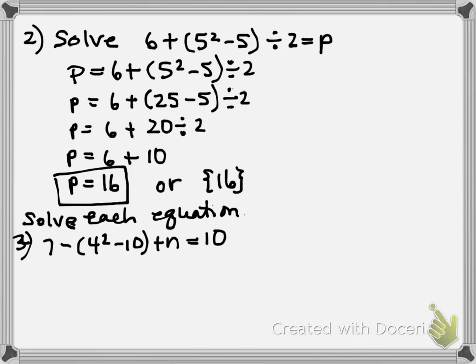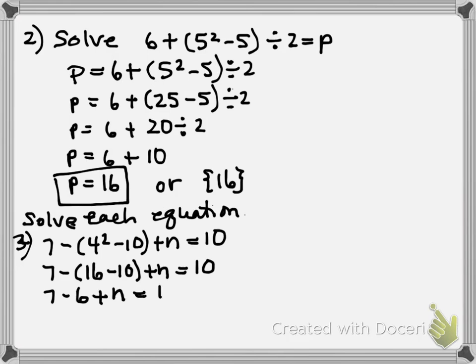We're going to get this equation simplified as much as we possibly can. But we don't necessarily need to isolate the variable. So inside the parentheses, 4 squared is 16. So I substitute in its value. I take care of what's inside the parentheses. 16 take away 10 is 6. 7 take away 6 is 1. So I have 1 plus n equals 10.